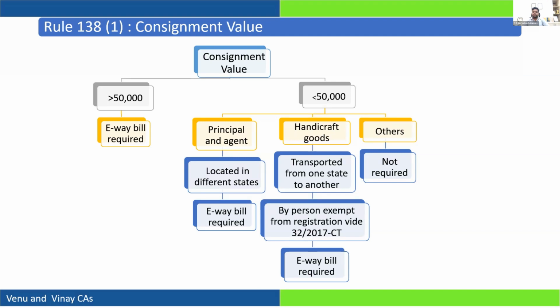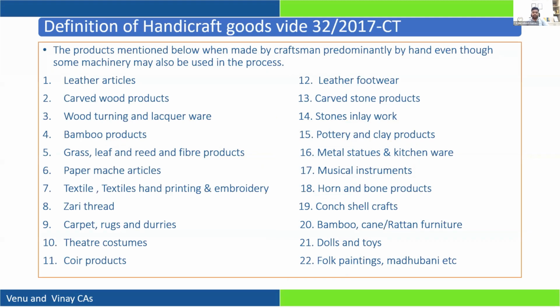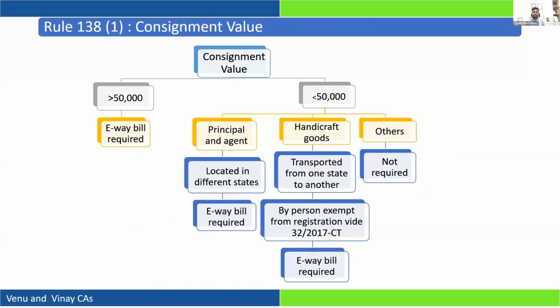And even supplying of handicraft goods. What are all the handicraft goods are notified in notification number 32/2017. So even for transport from one state to another of handicraft goods, even if the consignment value is less than 50,000, e-waybill is required to be mandatorily generated. I am not going into deep water on what will all be covered under handicraft goods. We will share this PPT. You can see what all the handicraft goods are. So in both these cases, even if the consignment value is less than 50,000, e-waybill is mandatorily required to be generated.